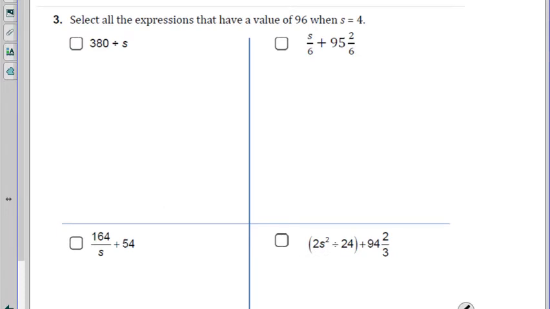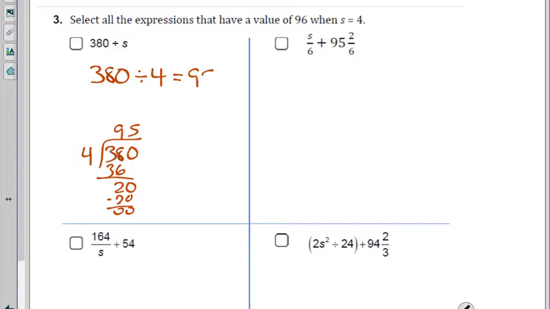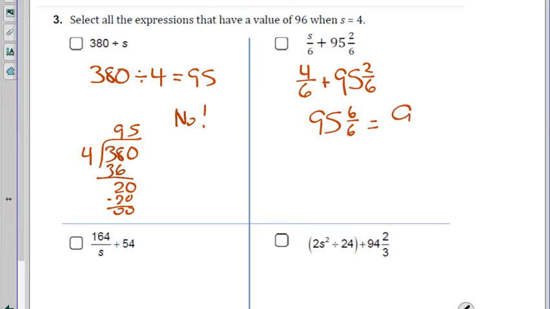For this next problem, we just need to substitute in for S the number 4 and see if we get an answer of 96. So for this first one, it's 380 divided by 4. If I come down here, I get 95, and that is not correct. Okay, next one, I put in 4, and I get 4/6 plus 95 and 2/6. So adding 4/6 to 2/6, I get 95 and 6/6, which is 6/6 as a whole, so that's 96. So this is a solution that gives me 96.